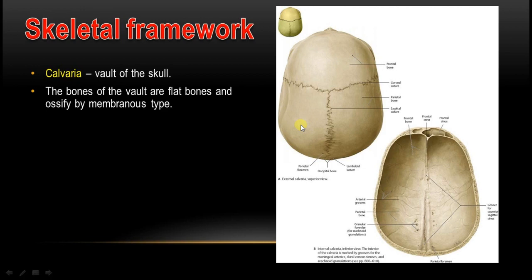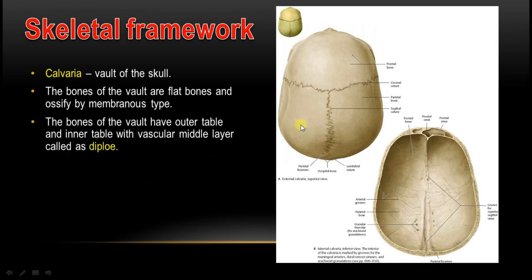So wherever you come across flat bones, their main function is protective in nature. For example, the ribs protect the thoracic cage, so they are an example of flat bones. The sternum is an example of flat bones. In the same way, the hip bones, even though they are considered irregular bones, the ilium is an example of flat bone. And these flat bones are membranous in ossification. So the vault of the skull, the calvaria, is ossified by the membranous type.